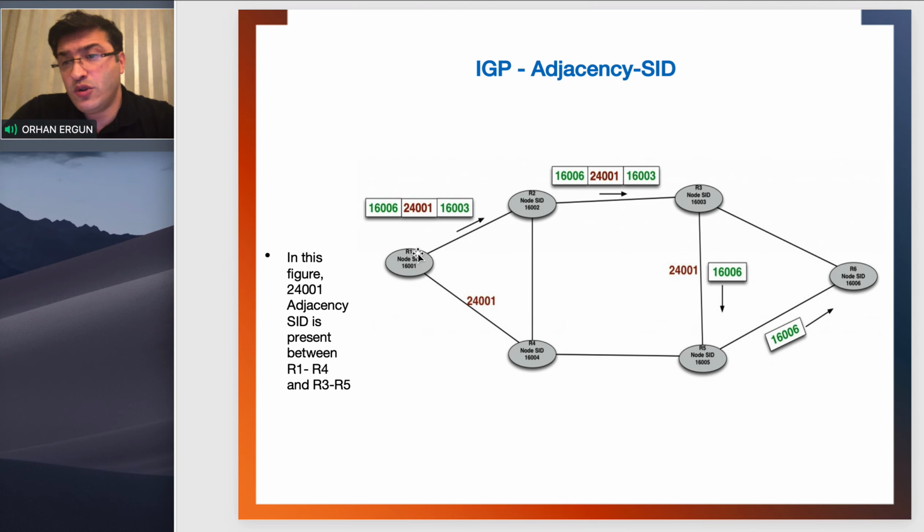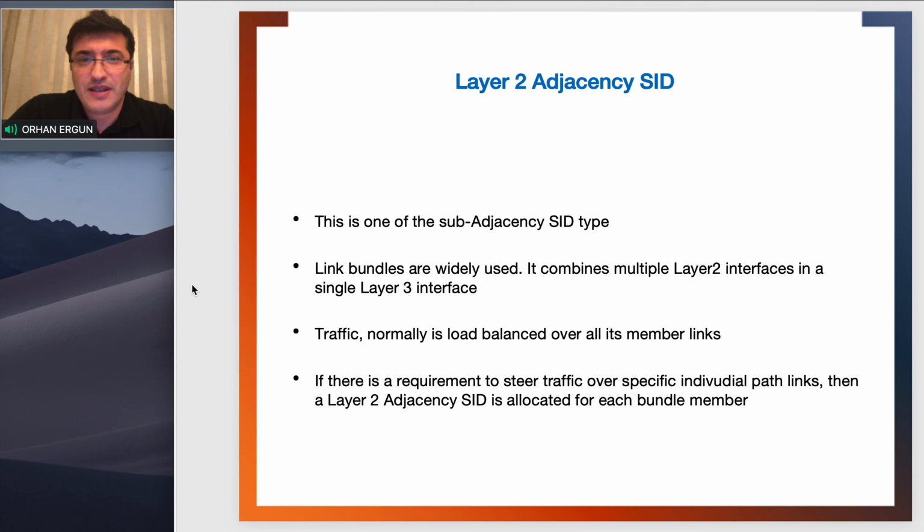Otherwise, without this adjacency seed, would it work? Of course it would work, but traffic would only follow this path. And when there is a failure, of course, after the failure detection, the control plane converges, and whichever is the second shortest path, you will use that path. Okay, good so far.